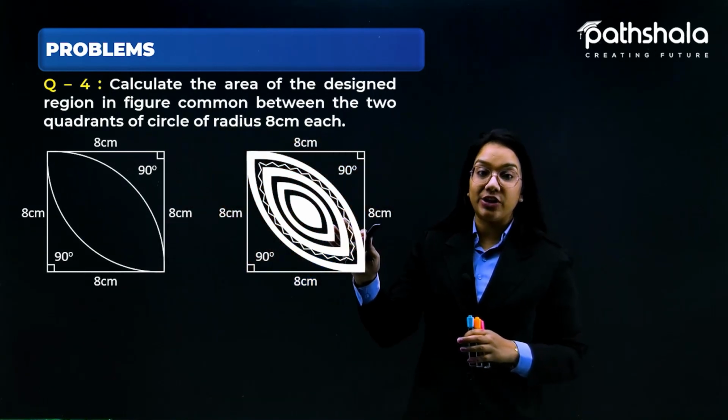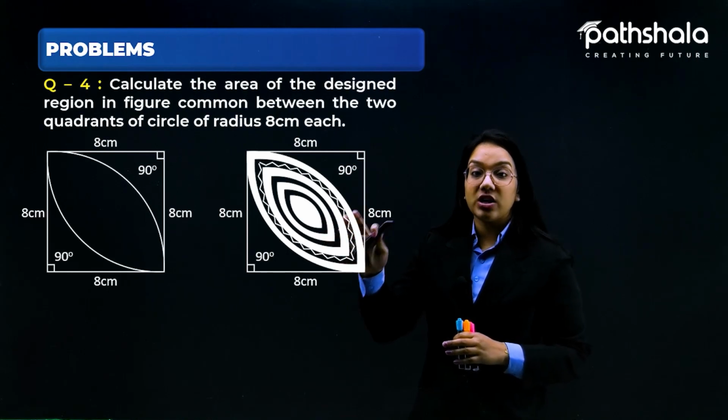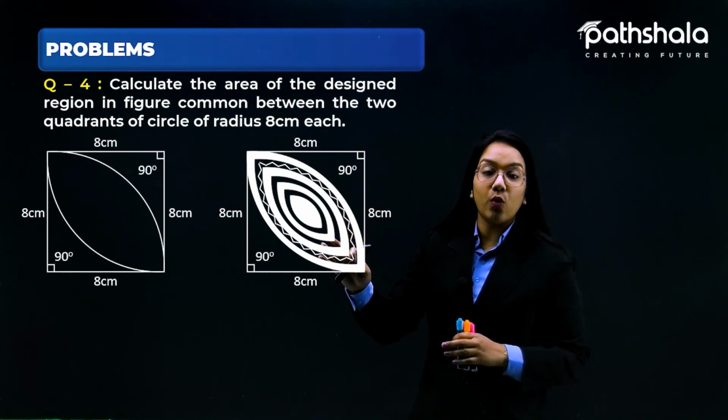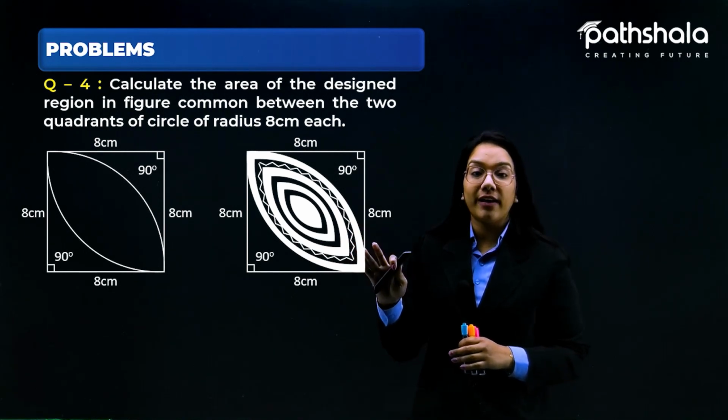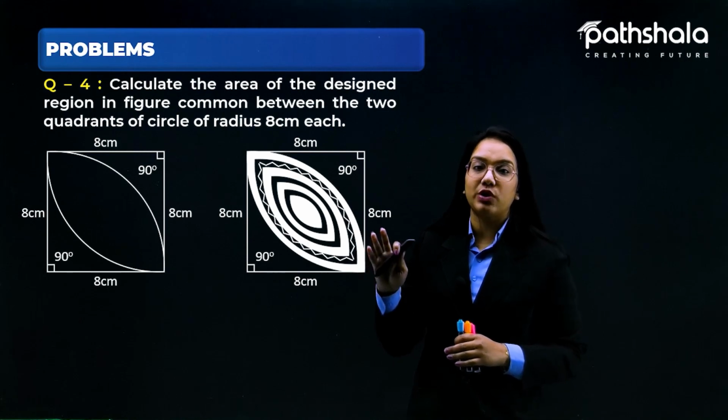This is my designed region that I have to calculate, which is the figure common between the two quadrants of a circle of radius 8 centimeter each. Now we have to find out the area of this particular designed region. So let's calculate it.